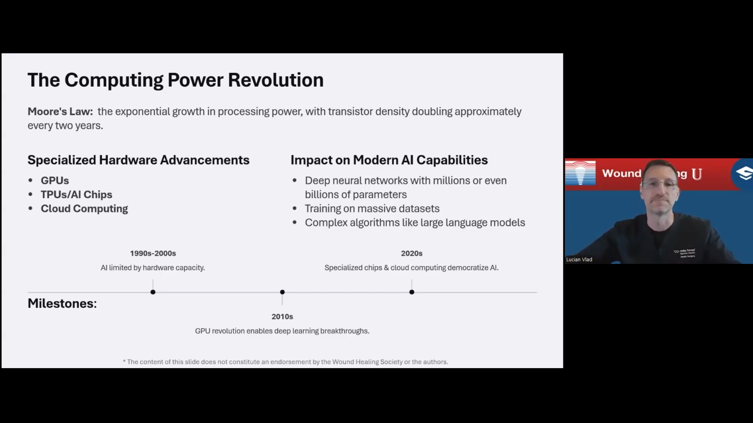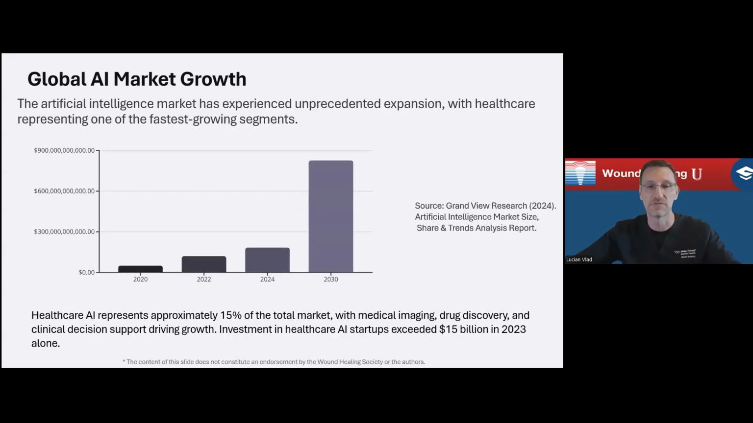We have a timeline here with some of these milestones, where before 2000 we had very limited hardware capacity. AI was limited by that. In 2010, we start to see this processing revolution. And now in the 2020s, just in the past 5 years or so, is what we call the democratization of the specialized chips and cloud computing, which has driven a lot of this progress.